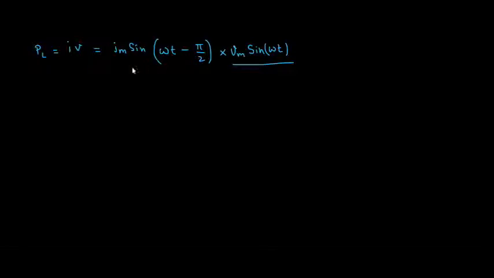Now, if we want to find out the instantaneous power supply of the inductor, then PL is equal to I into V. I we can write as Im sine omega t minus pi by 2, multiplied by Vm sine omega t. Instead of V we have written this, instead of I we have written this.